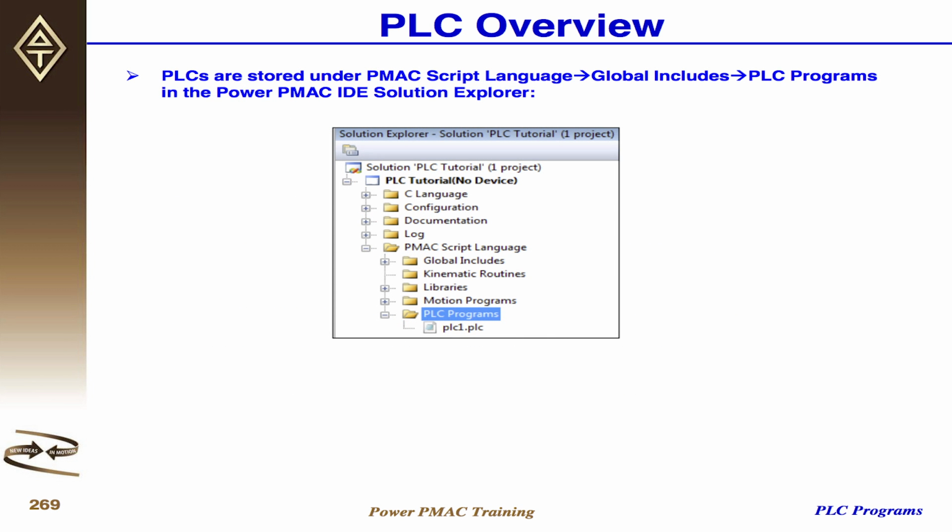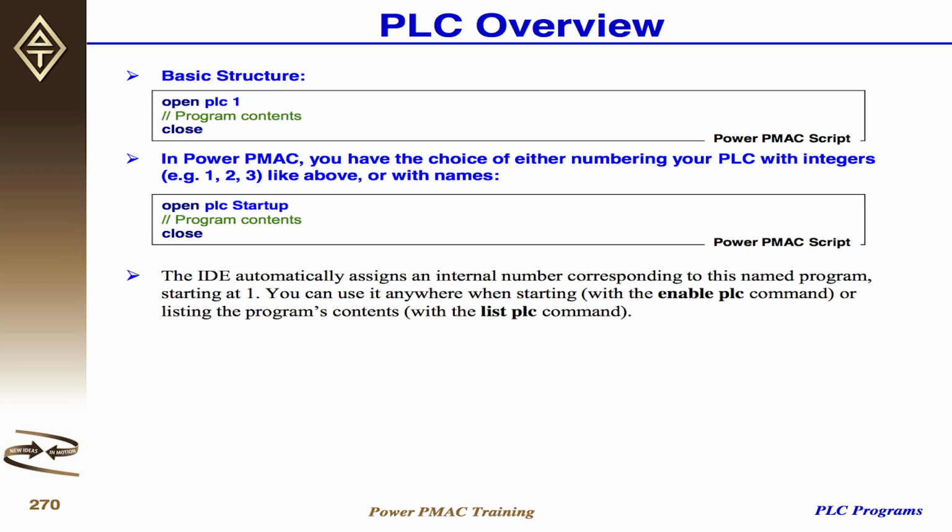PLCs are stored in your PLC Programs folder, which is under the PMAC Script Language master folder in the IDE solution. And the structure for naming your PLC is like this. You write open PLC and then either the number or the name, just like motion programs. You do not want to mix and match numbers and names. Choose one scheme and one scheme only for all PLCs that you write, either numbers or names. And generally we recommend names because they're more meaningful than numbers.